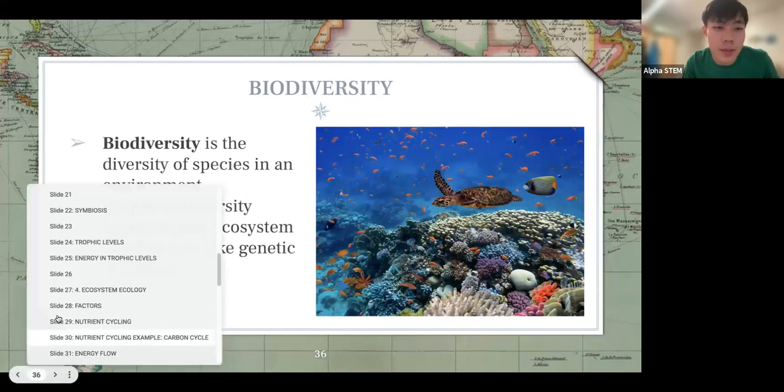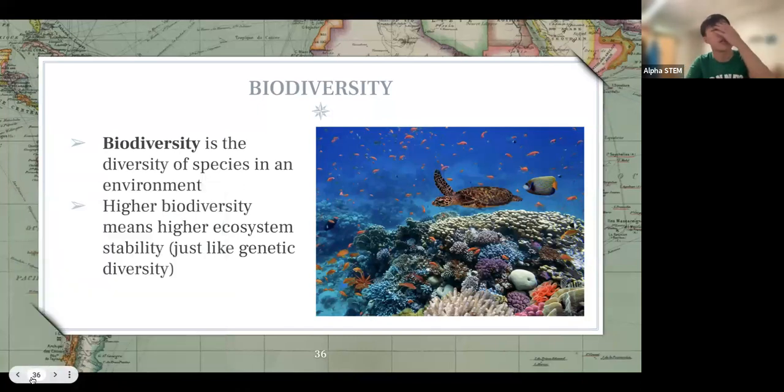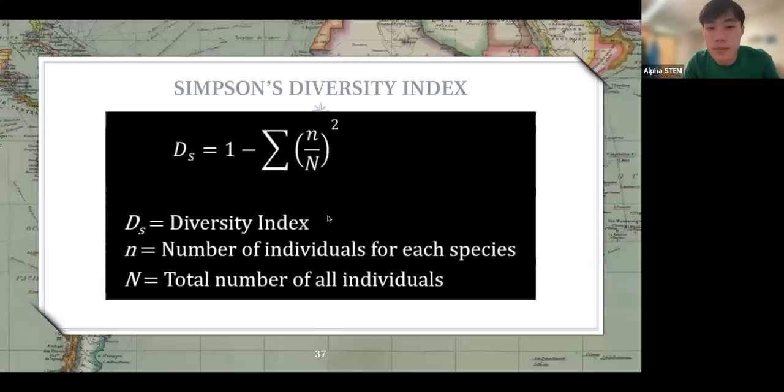And finally, we just have to talk about some important human impact on the environment. Biodiversity is the diversity of species in the environment. Higher biodiversity means higher ecosystem stability, just like genetic diversity. You might be asked to calculate Simpson's diversity index on the test, but they will give you the formula, and you just do 1 minus this formula.